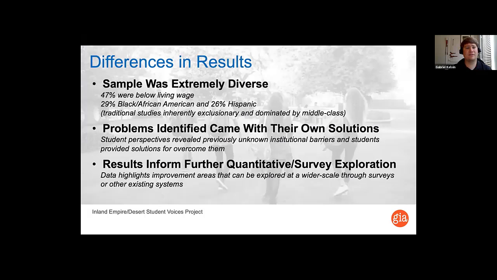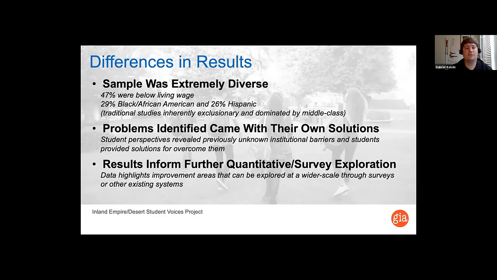So with this, the difference is also shown in the results. We were extremely diverse in our sample. As the slide says, we had 47% below living wage, 29% Black and African American, and 26% Hispanic. And the problems they identified came with their own solutions. There's no easier way than to say there is a barrier at an institution, what do you believe would be a good solution? What would help you? What would make your experience better at this institution and allow you to reach the goals that you've set out for yourself?